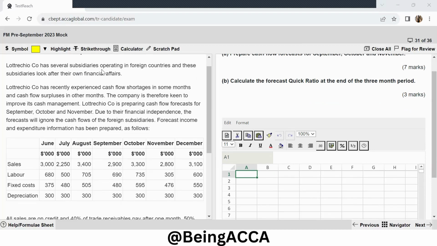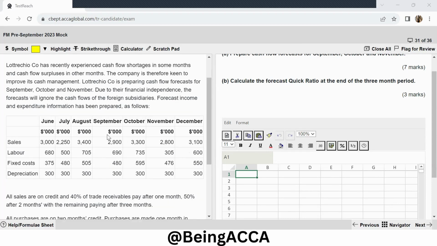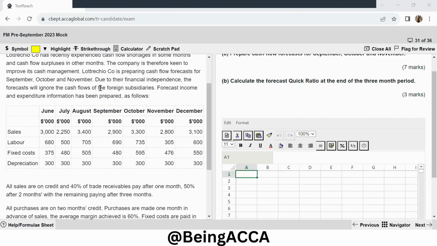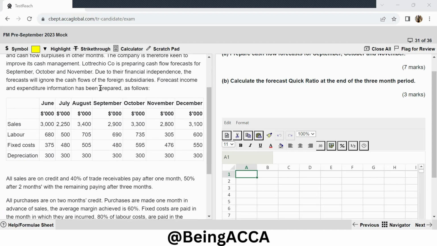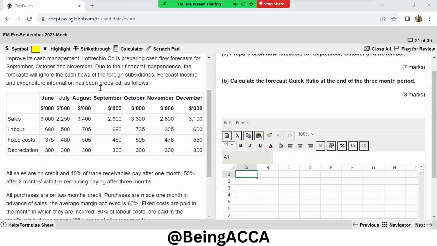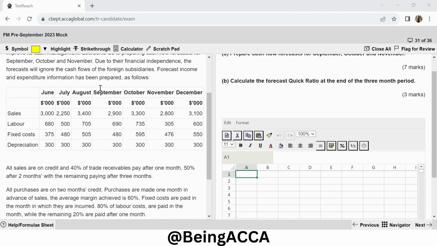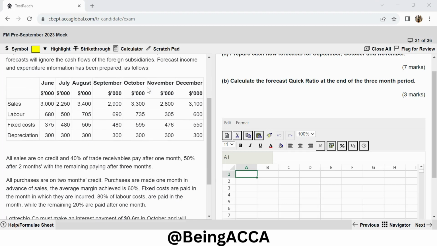Lottrechio company has several subsidiaries operating in foreign countries, and these subsidiaries look after their own financial affairs. Lottrechio company has recently experienced cash flow shortages in some months and cash flow surpluses in other months. The company is therefore keen to improve its cash management. Lottrechio company is preparing cash flow forecasts for September, October, and November. Due to their financial independence, the forecasts will ignore the cash flows of the foreign subsidiaries. Forecast income and expenditure information has been prepared as follows.